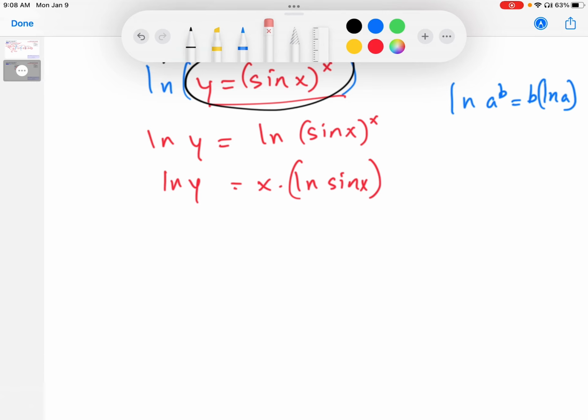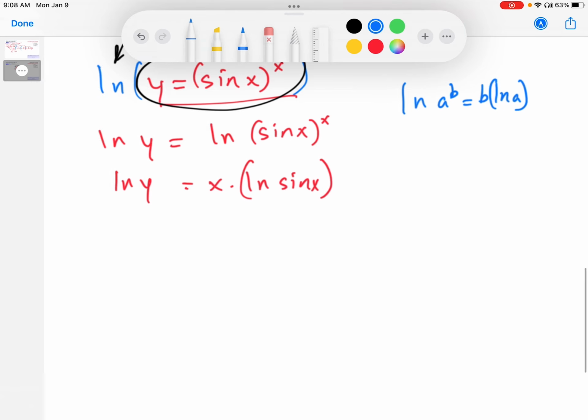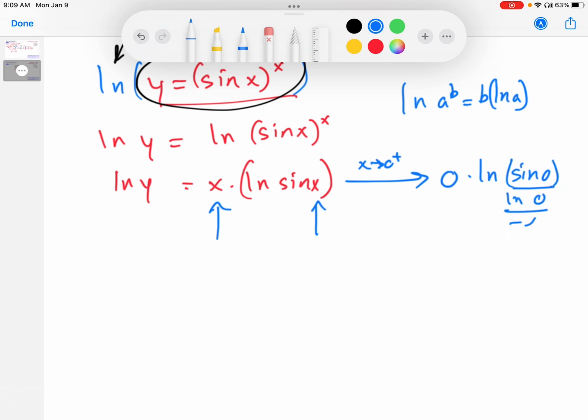Notice that if I try the Calc 1 thing, where does this head as x goes to 0 from the right? Well, the x here goes to 0, and there's an x here. So this is ln of sine of 0. And sine of 0 is 0. So ln of 0. ln of 0 is minus infinity. So this thing heads to 0 times negative infinity.